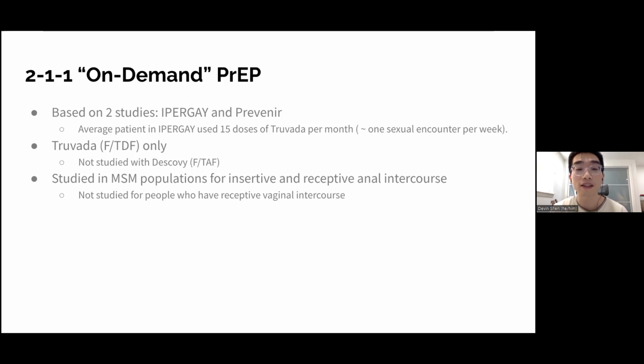Another caveat is that the average person in the Iprex study used around 15 doses of Truvada a month, as opposed to daily PrEP, that's 28 doses of Truvada a month. So it's important to recognize that these studies were conducted in a population that had a relatively high baseline level of Truvada in their blood anyway.